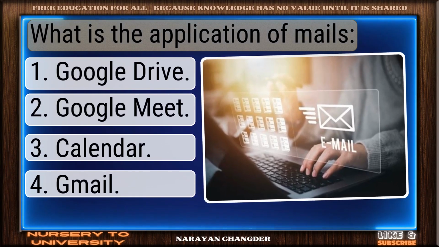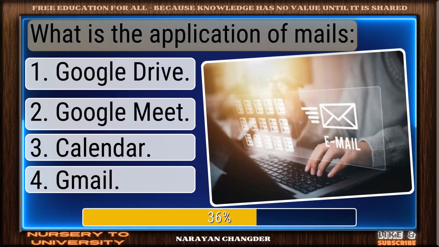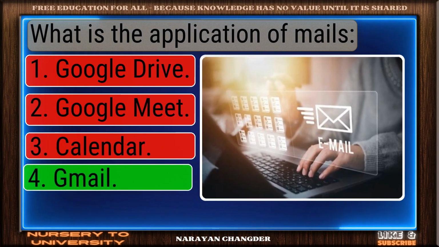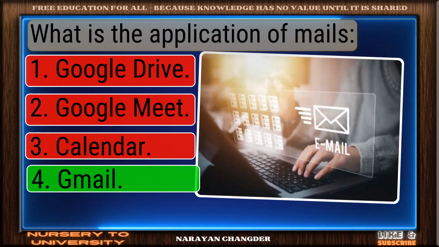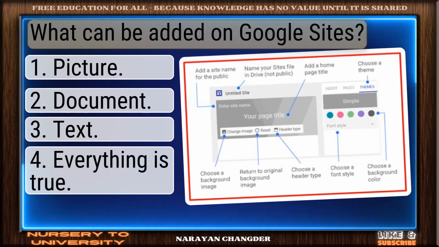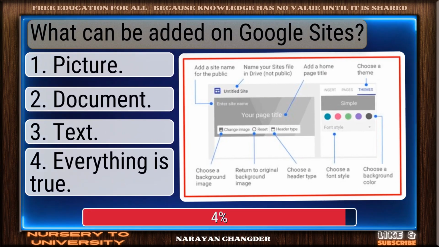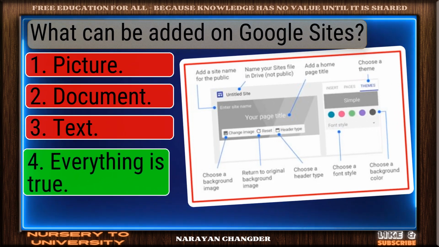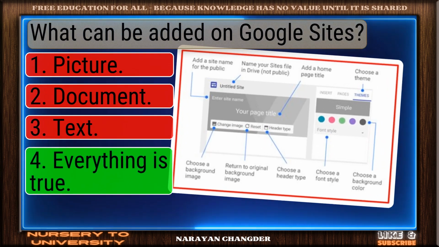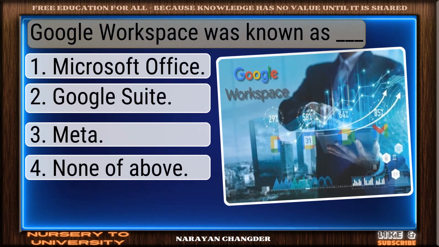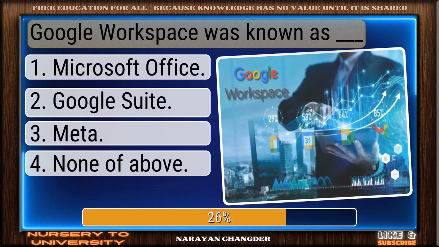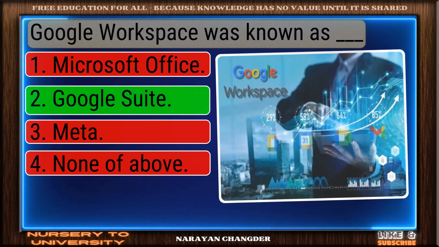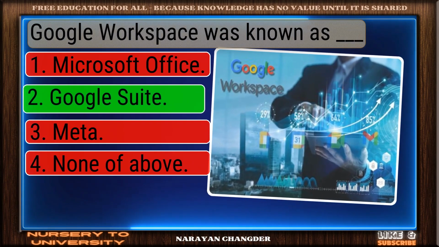What is the application of mails? Nice selection. Gmail is the correct and valid answer. What can be added on Google Sites? Nicely done. Everything is true is a solid answer. Google Workspace was known as Dash. Bravo! Google Suite is the answer.